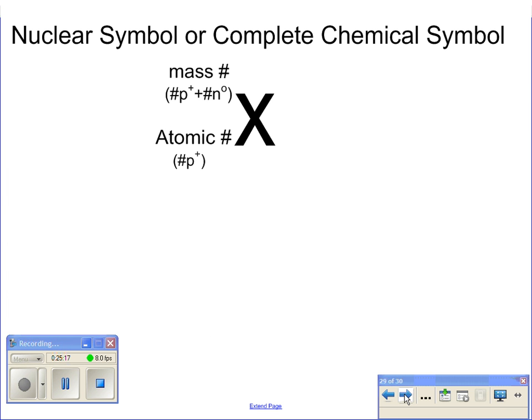A nuclear symbol or the complete chemical symbol, it's the same thing. You'll hear them referred to as different, both of those names. It's the same thing. Just like we just looked at the one for magnesium, you're going to have the mass number up at the top, and that is the number of protons plus neutrons, and then the atomic number, which is the number of protons, down as a subscript.